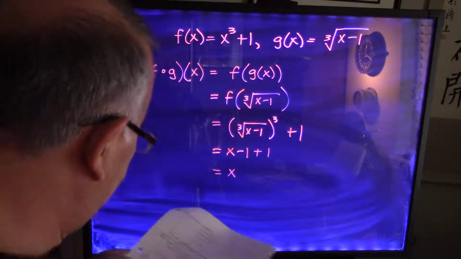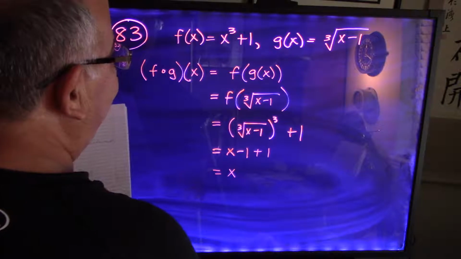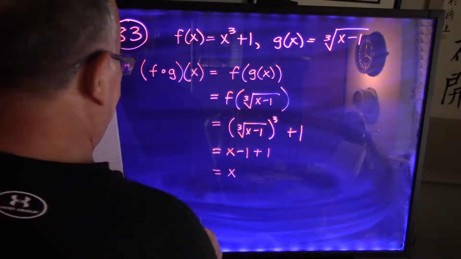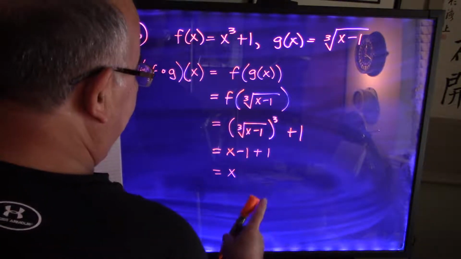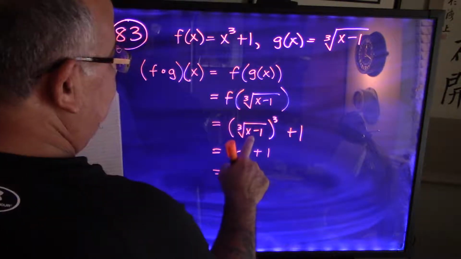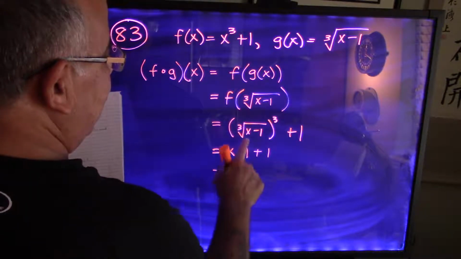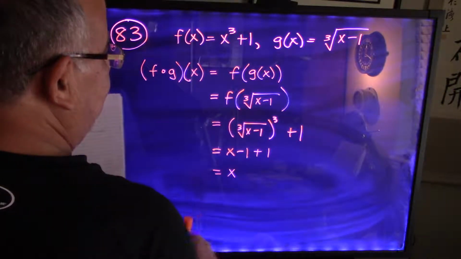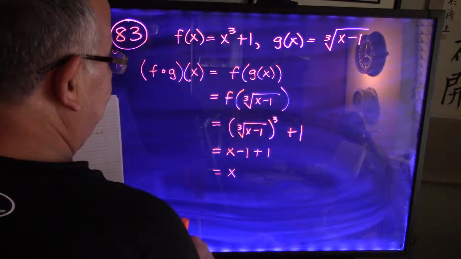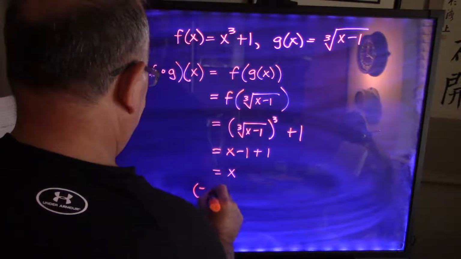Alright? So, well, what's the domain of x? Well, it's all real numbers, okay? All real numbers. And that would work here before we simplified as well. Okay, so you can take the cube root of anything, any real number. So the domain is negative infinity to infinity.